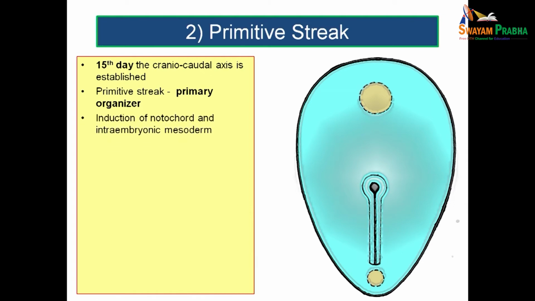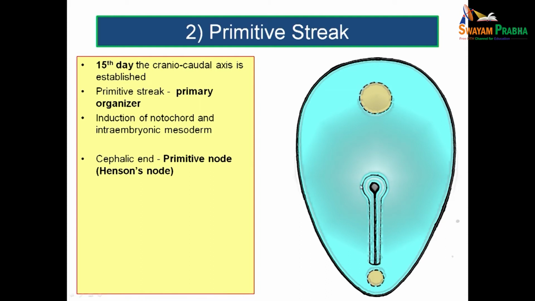Why is this known as the primary organizer? Primary organizer means this is the structure which induces the formation of notochord and intraembryonic mesoderm. That is, after the formation of primitive streak, you get the formation of notochord and intraembryonic mesoderm, or we can say that primitive streak is responsible for the formation of notochord and intraembryonic mesoderm.